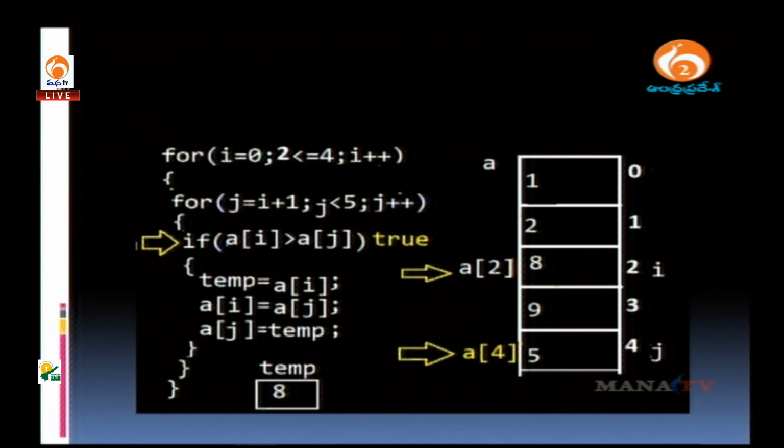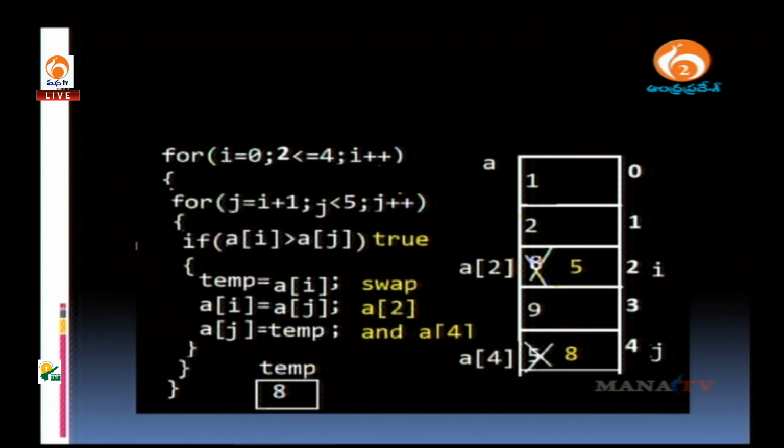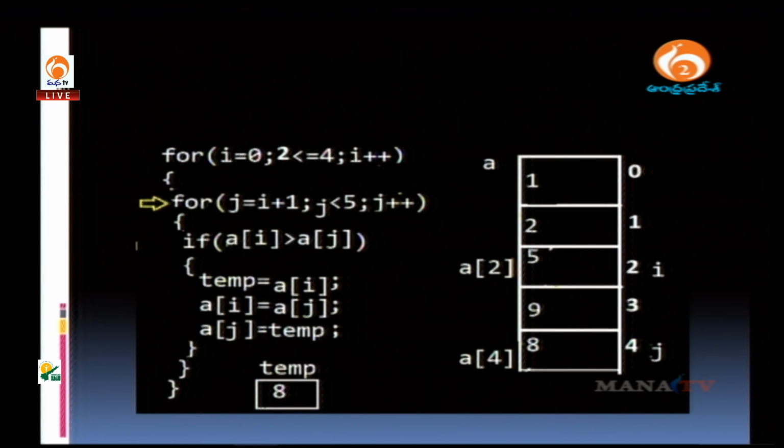If A of i is greater than A of j, okay, here A of i means what? 8 is greater than 5, which is true. So, interchange those values, means swap the values. Next j plus plus. Now, the j value is 5. 5 less than 5, which is false, control comes out of the inner for loop. Again control goes back to the outer for loop.